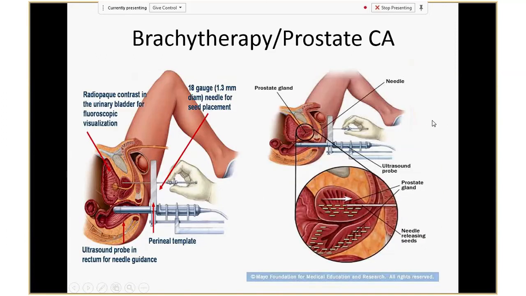Here's the brachytherapy I talked about with prostate cancer. If you look at the patient here, they insert a rectal probe into the rectum, and that's going to be basically a camera. It just shows where the prostate is so they can get a good picture. And they insert this needle right into the prostate, and what they do is they inject all these tiny little seeds of radioactive material.